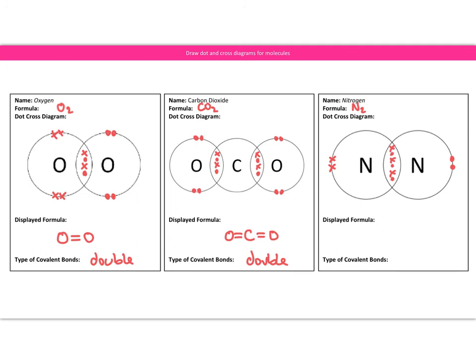If I check around the outer shell, 1, 2, 3, 4, 5, 6, 7, 8, that's full. 1, 2, 3, 4, 5, 6, 7, 8, that is also full. And then our displayed formula, nitrogen, and then I've got 3 shared pairs of electrons, so 3 lines, and then the other nitrogen atom, and that is called a triple bond.